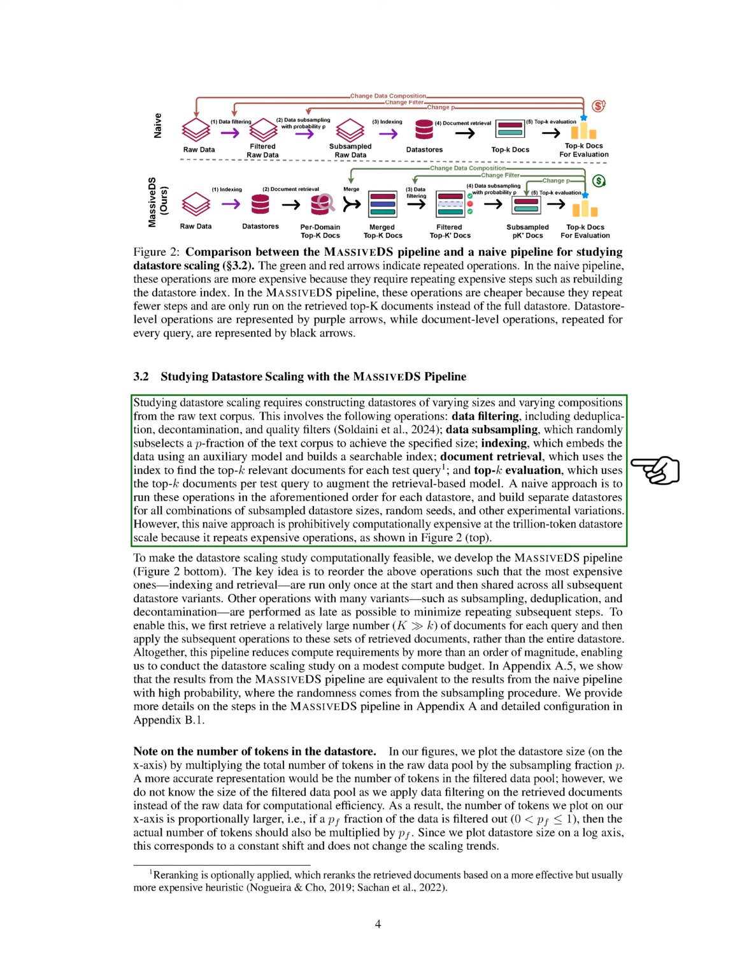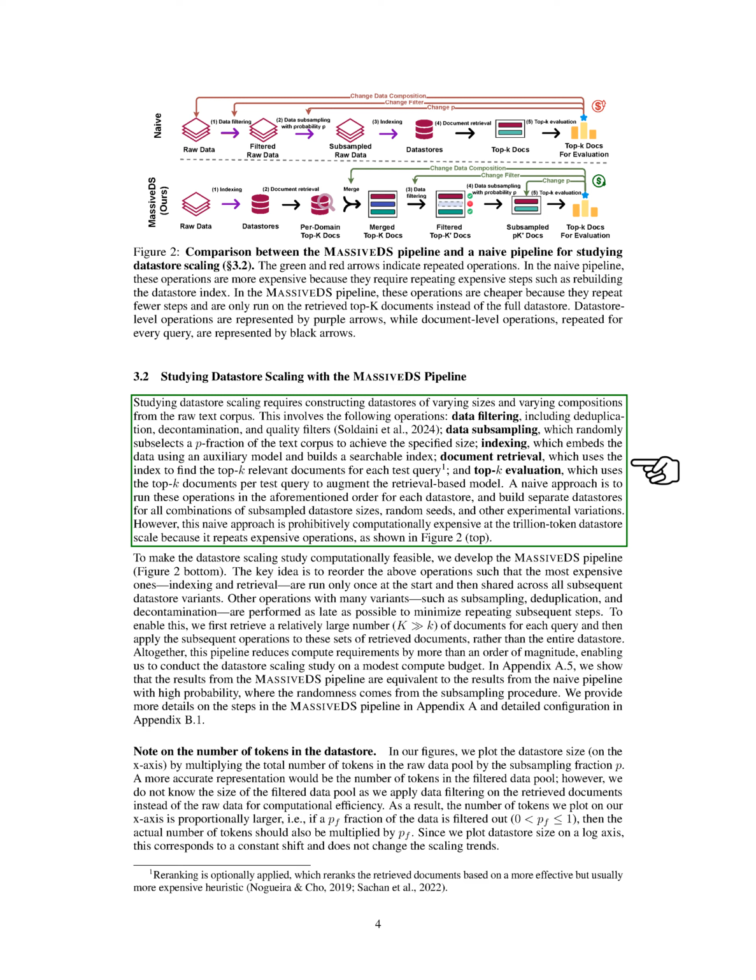When we study datastore scaling, we need to create datastores of different sizes and compositions from the raw text corpus. This process involves several steps. First, we filter the data, which includes removing duplicates, cleaning the data, and applying quality checks. Next, we perform data subsampling, where we randomly select a fraction of the text corpus to reach the desired size. Then, we index the data, which means we embed it using an auxiliary model and create a searchable index. After that, we retrieve documents using this index to find the top 5 relevant documents for each test query. Finally, we evaluate by using these top 5 documents to enhance our retrieval-based model.